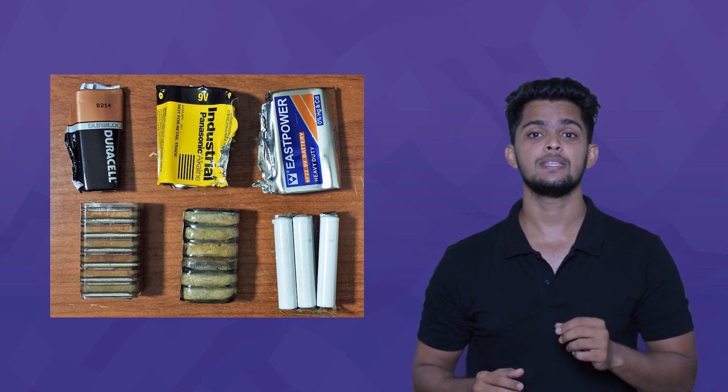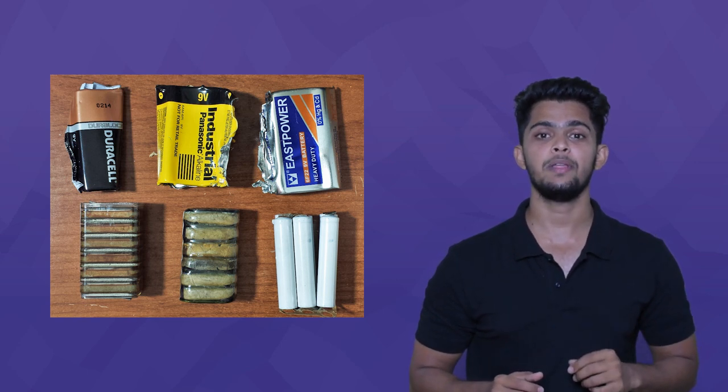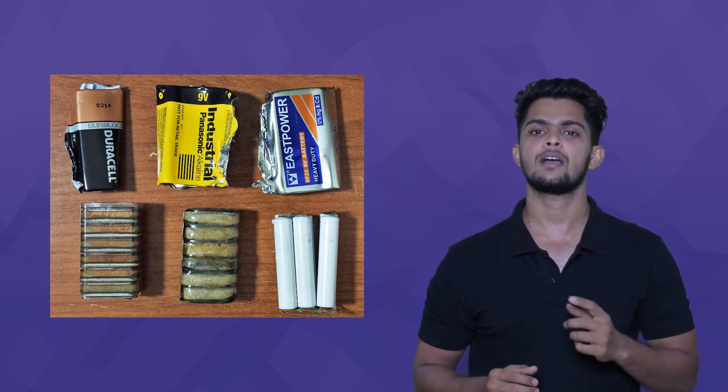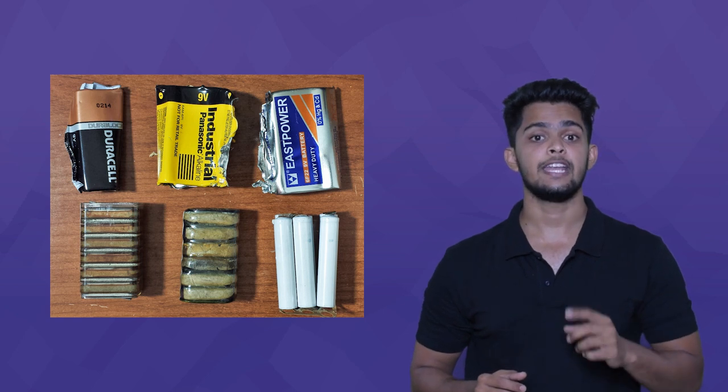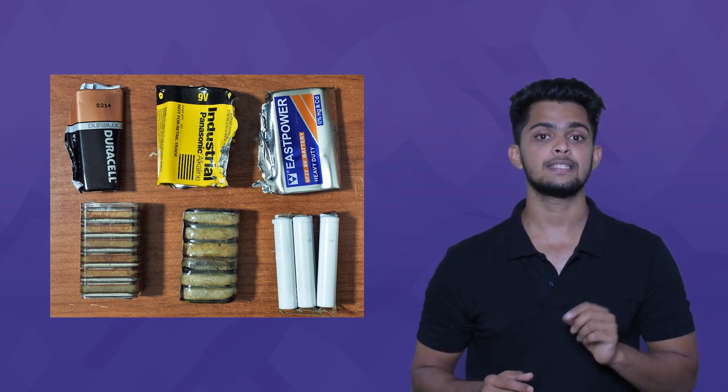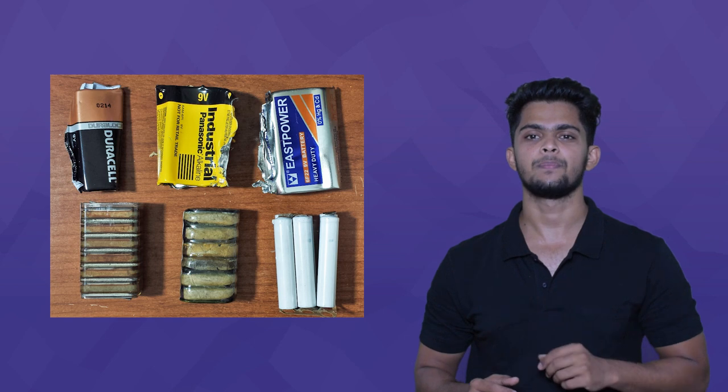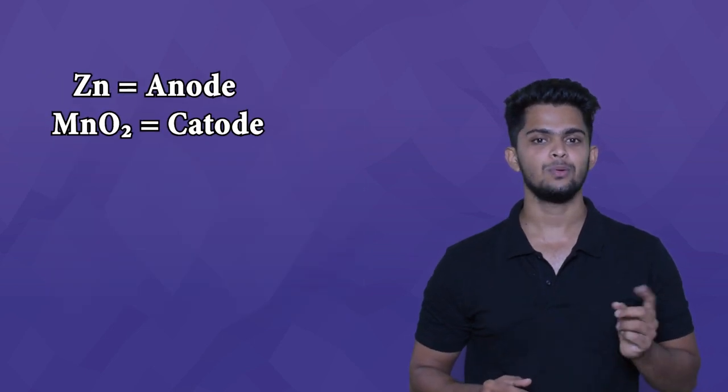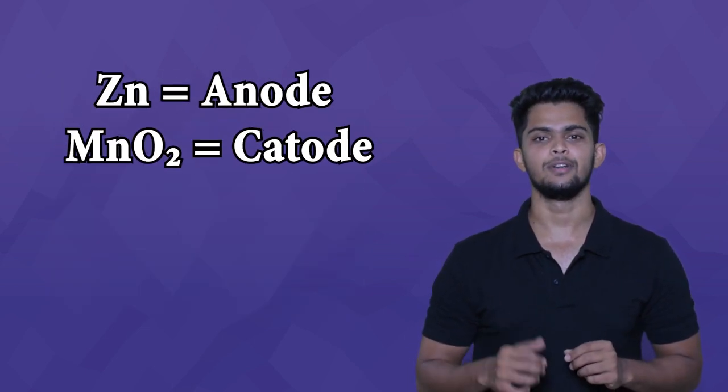Okay, I'll make it easy for you guys. These are the 9 volt batteries which we see and use in many electronic applications. Mostly they are constructed of 6 individual 1.5 volt cells enclosed in a wrapper, where zinc is the anode and manganese is the cathode.